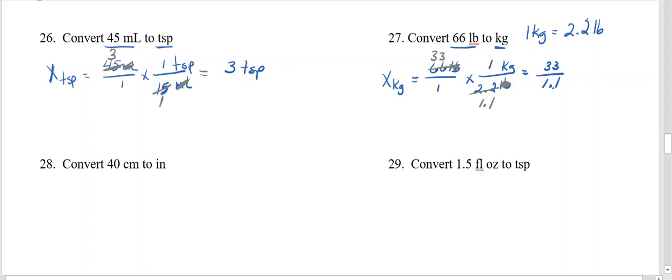Now, when I divide that out, I'm going to have to get rid of the decimal in the denominator. So I'm going to move that decimal 1 place to the right, which means I have to move the decimal in the numerator 1 place to the right. So that gives me 330 divided by 11, which gives me 110 kilograms.